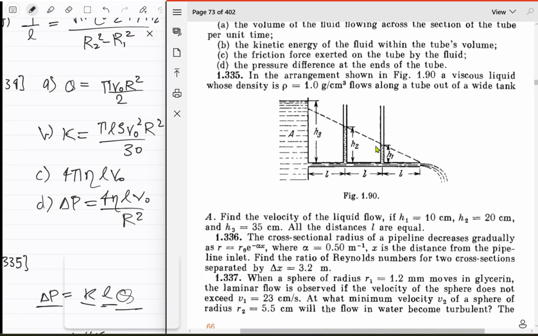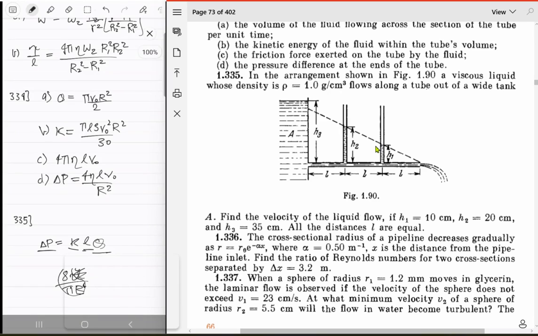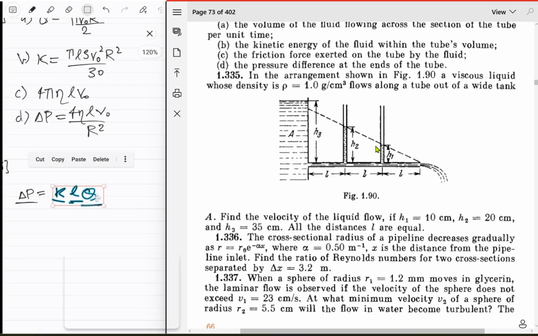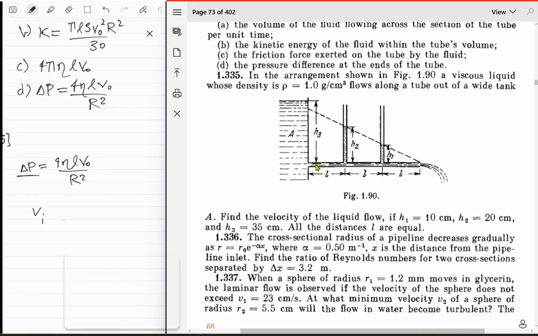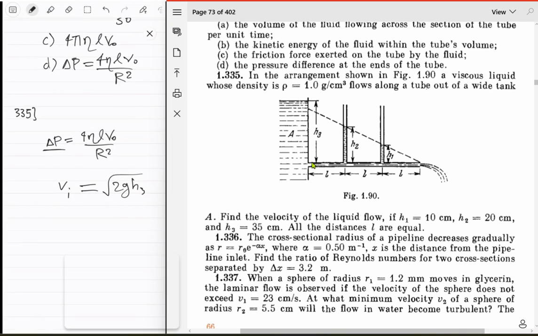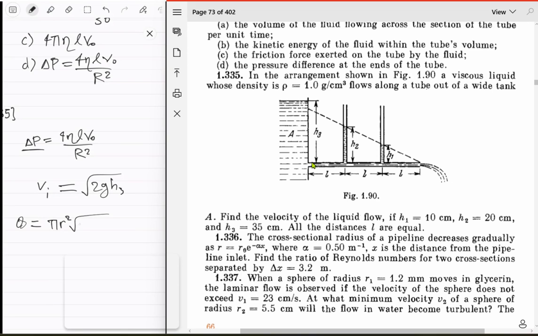Or you could just use this directly. So you just have delta p equal to 4 eta L v naught upon r squared. That you can use. And also you can figure out the v initial using Torricelli's theorem. Basically v initial equal to square root of 2gh3. So this times the area, pi r squared, is equal to our Q. So our Q is just pi r squared times square root of 2gh3.